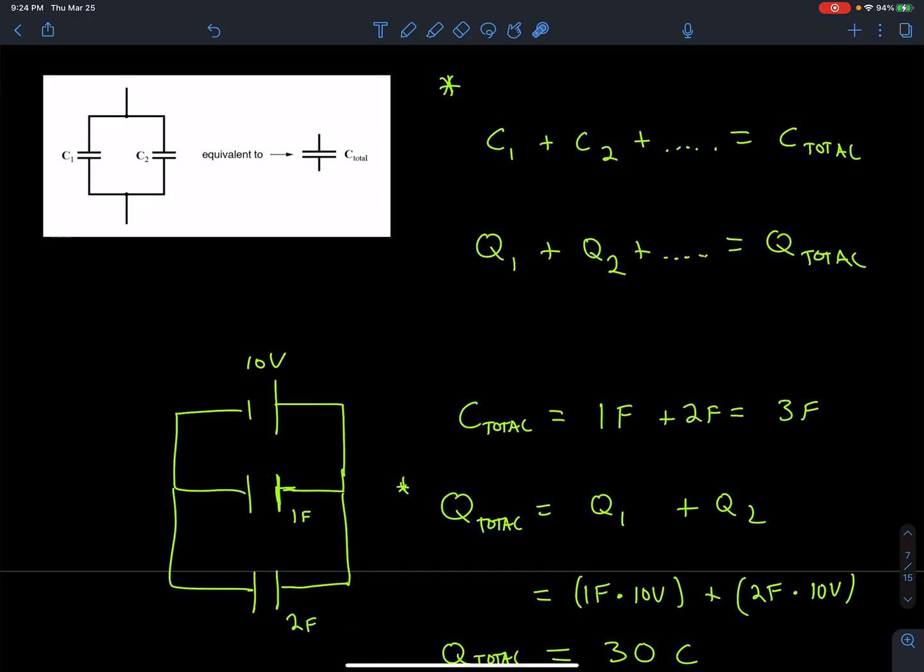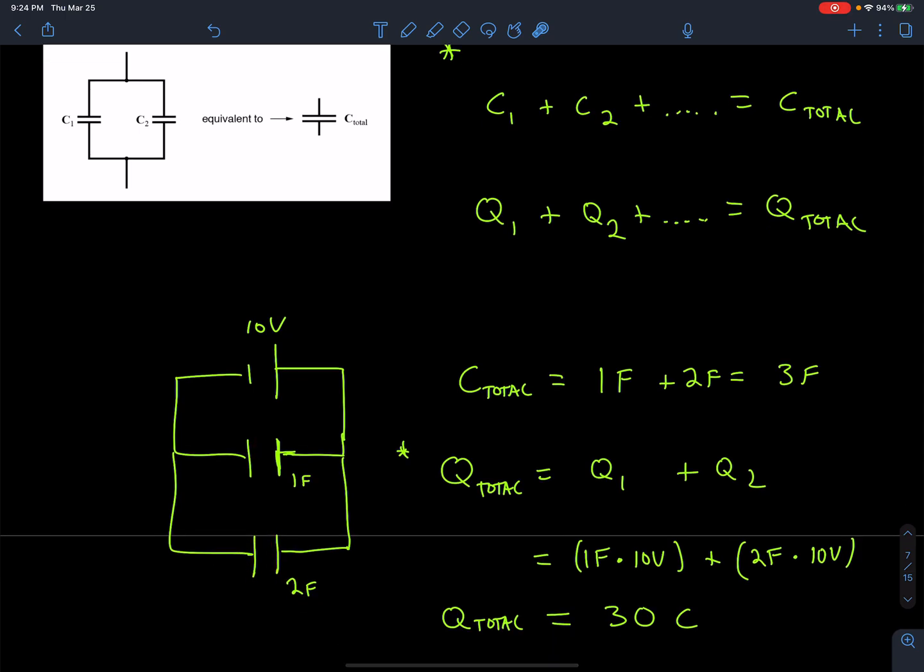So here I have an example circuit where I have 10 volts attached in parallel to two capacitors. This capacitor, two straight lines, is 1 farad. The other is 2 farads. And each of these capacitors experiences 10 volts of potential difference across it, like normally we would have in a parallel circuit. So in order to calculate the charge, for example, on each of the capacitors, I would need to look at what the total capacitance is in that parallel branch.